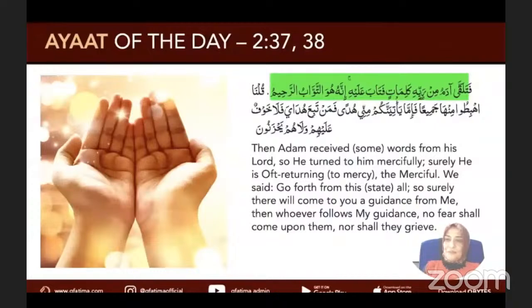فَتَلَقَّى آدَمَ مِنْ رَبِّهِ كَلِمَاتٍ. He's really feeling bad about it. But he receives some words from his Rabb. And we are told that the words he received are asked in the wasila of Muhammad wa Ali Muhammad.